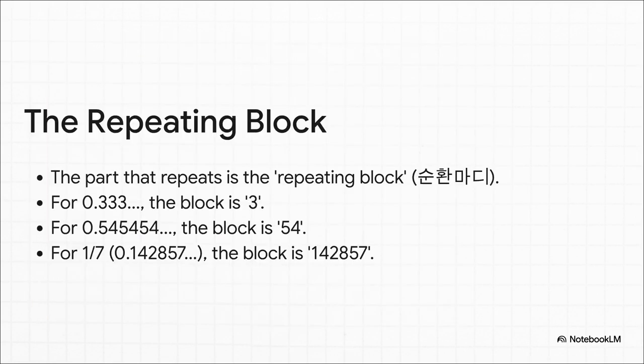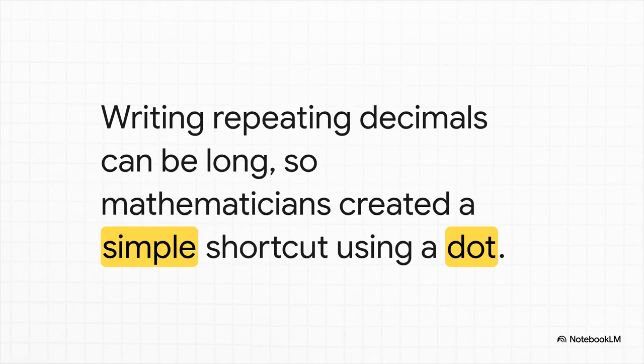So that little part that repeats over and over, it actually has a name. We call it the repeating block. For example, in 0.3333, what's the repeating block? Yeah, it's just the number 3. Easy enough. What about something like 0.545454? What do you see repeating there? Yep, it's 54. The block is 54. And sometimes these blocks can get pretty long. Look at this one. It's 142857. That whole chunk of 6 numbers repeats forever. Wild, right?